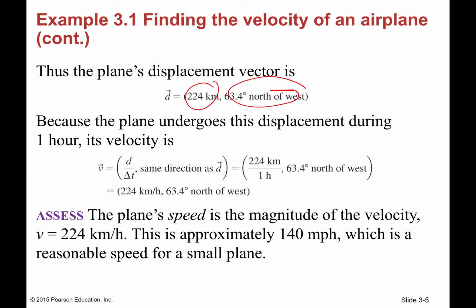Now what we wanted initially was the velocity, so we take 224 kilometers and divide that by delta t, which is an hour, and you get 224 kilometers per hour, and the direction is the same. The direction is not going to change, so that is your vector velocity.